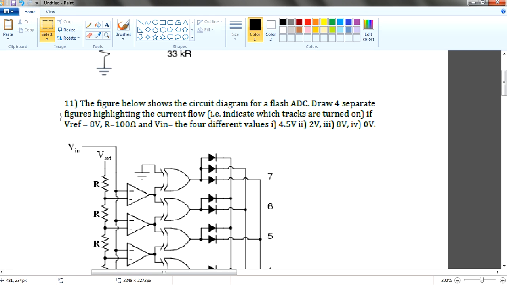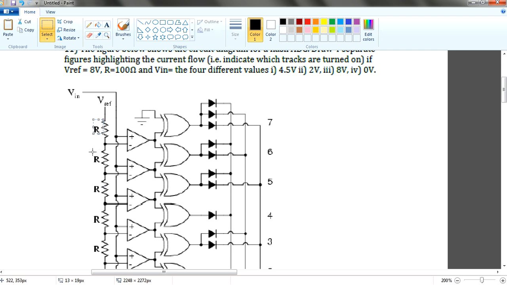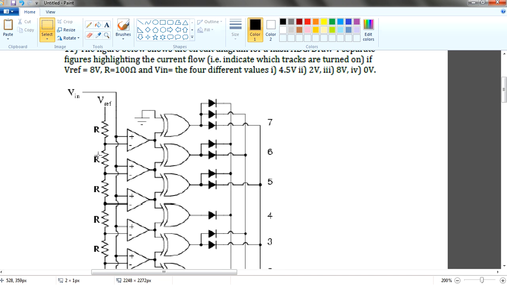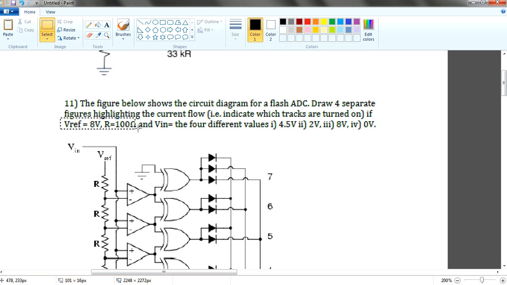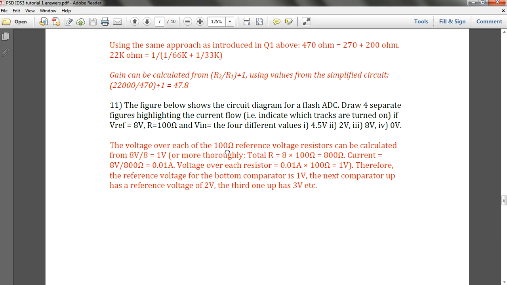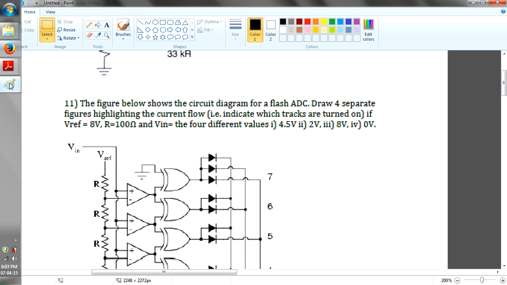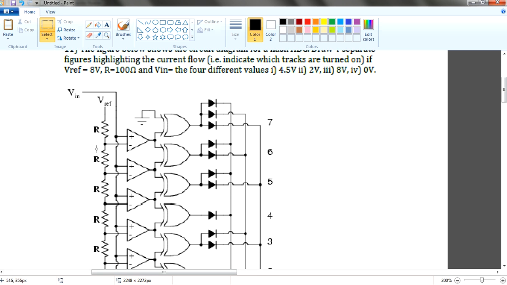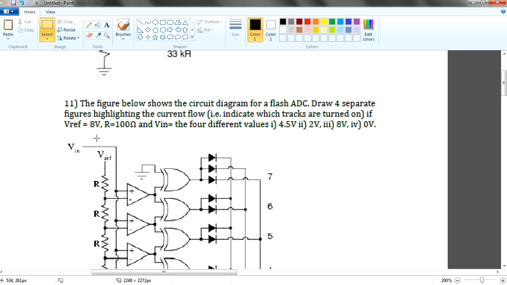The V reference is equal to 8 volt and the R is equal to 100 ohm. So for individual R, you have to know how many R's are there. If it's 2R, 4R, 6R, then you have different voltages and such. So you have to really understand how to calculate the voltage over each 100 ohm resistor, and the total voltage value is actually 8 volts.